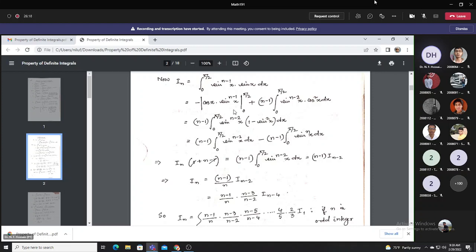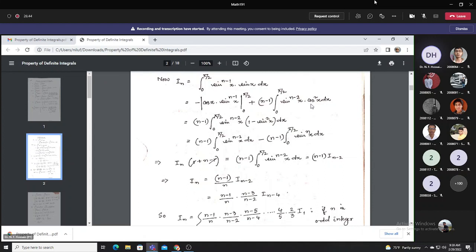Here you see in the first term you will have sine to the power n minus 1 x into minus cos x. If you use the limits here, you see cos pi by 2 is 0. So for the upper limit, the term becomes 0. And when you put the lower limit, cos 0 is 1, but sine 0 is 0. So the lower limit is also 0. So ultimately, we are left with this thing.